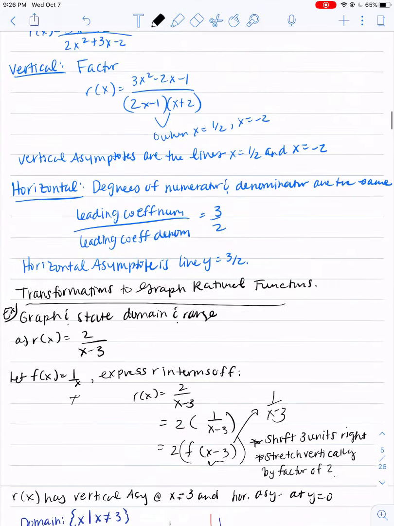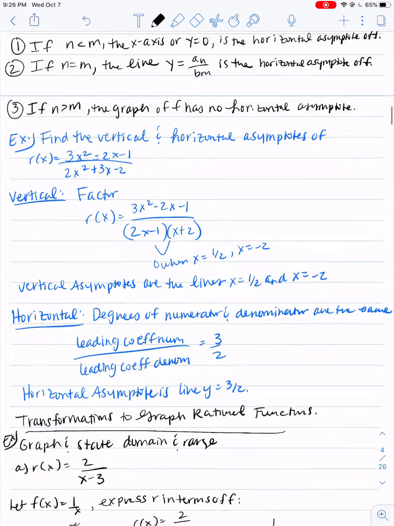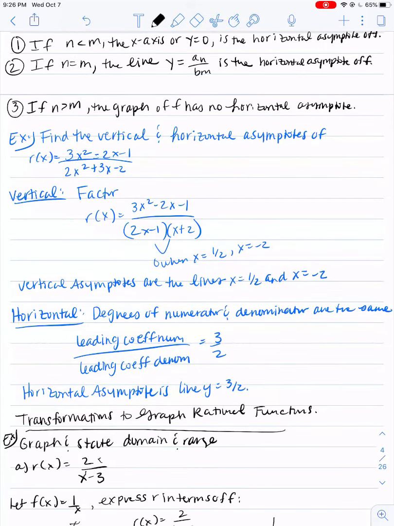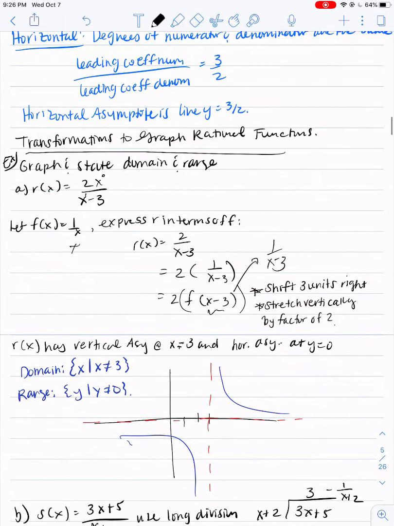at y equals 0, because for the horizontal asymptote, if our m is greater than n, so here we have x to the first and here we have x to the 0 because there's no x, then we have that m is greater than n. So that's why y equals 0 is our horizontal asymptote.